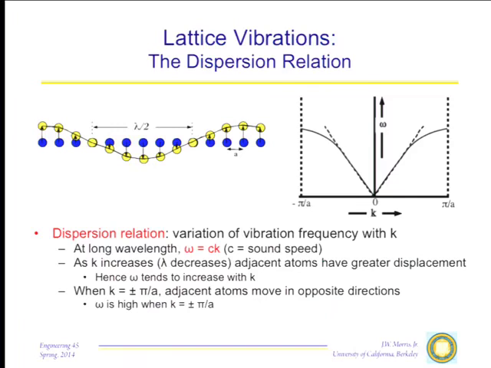So if we plot omega as a function of k, it is symmetric, because it really doesn't matter whether the wave goes one way or the other. We start out with a frequency near 0, and it builds up as the wavelength decreases or k increases. So we get omega starting out something like this. And you can in fact show that right here at long wavelength, the frequency is ck, where c is the sound speed. Sound waves are the very long wavelength waves.